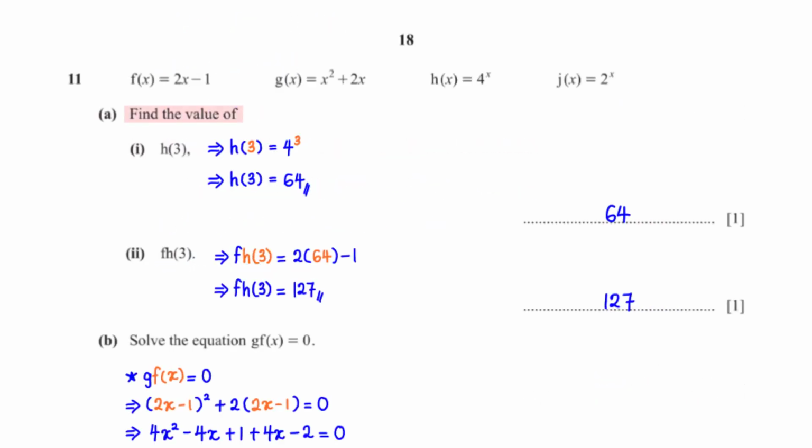Find the value of h of 3. To get h of 3, we replace x in h of x with 3. This gives us 4 raised to the power 3, which is equal to 64. Find the value of f of h of 3. To get f of h of 3, we replace x in f of x with h of 3, which we found as 64. And so we have 2 times 64 minus 1, which is equal to 127.